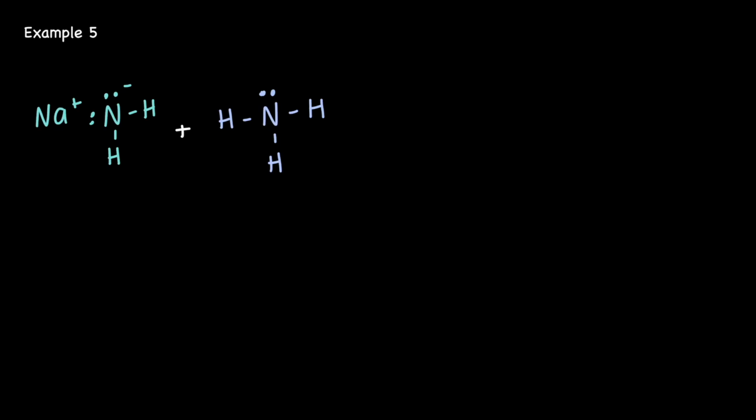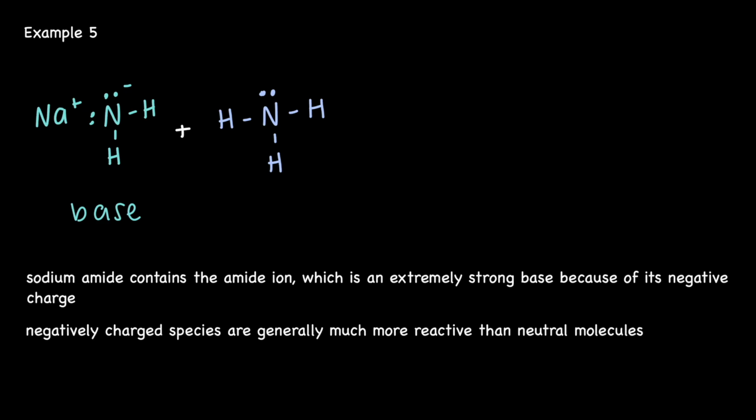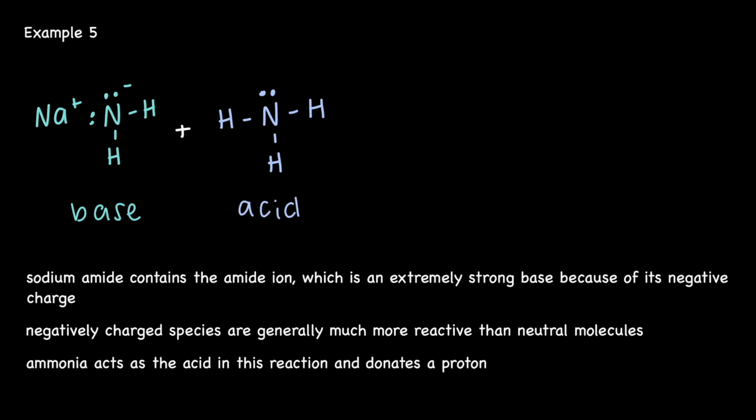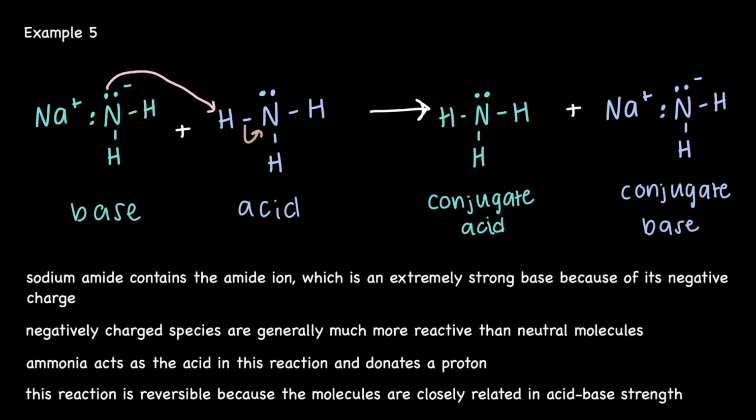Example 5, sodium amide reacting with ammonia. Sodium amide contains the amide ion, NH2 negative, which is an extremely strong base because of its negative charge. Negatively charged species are generally much more reactive than neutral molecules. Ammonia acts as the acid in this reaction because it can donate a proton. The negatively charged nitrogen attacks a proton on ammonia. Then the nitrogen-hydrogen bond in ammonia breaks back onto nitrogen. The products are ammonia and amide. This reaction is reversible because the molecules are closely related in acid-base strength.